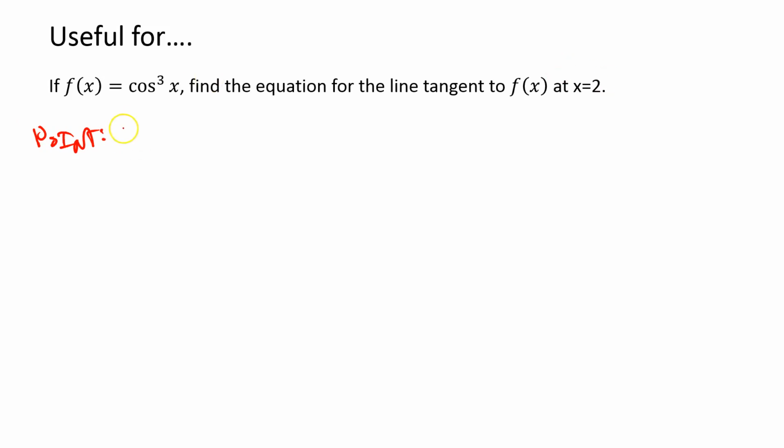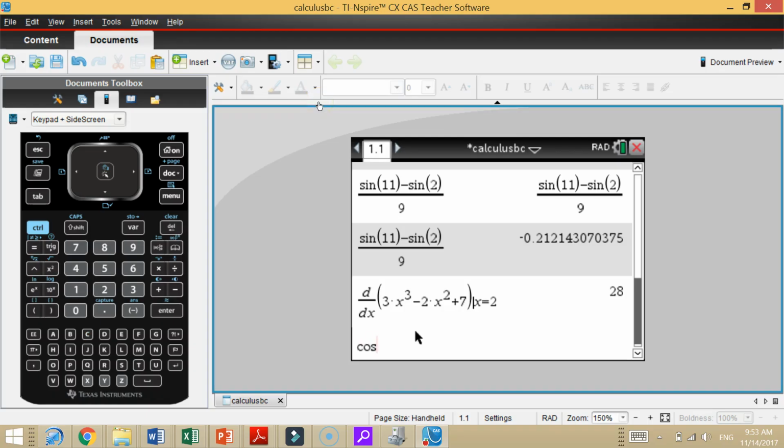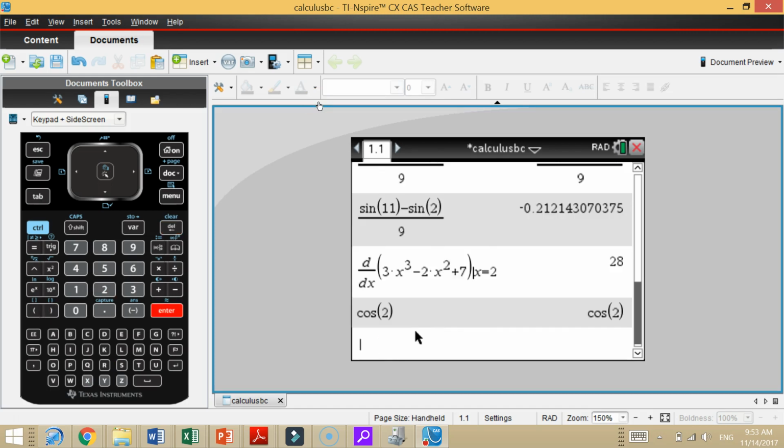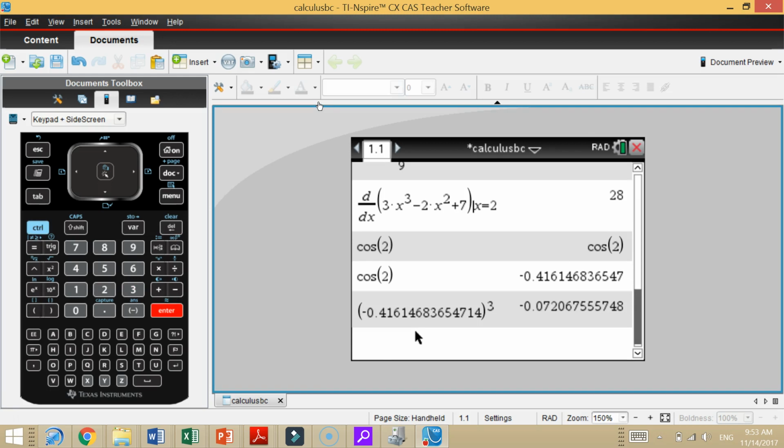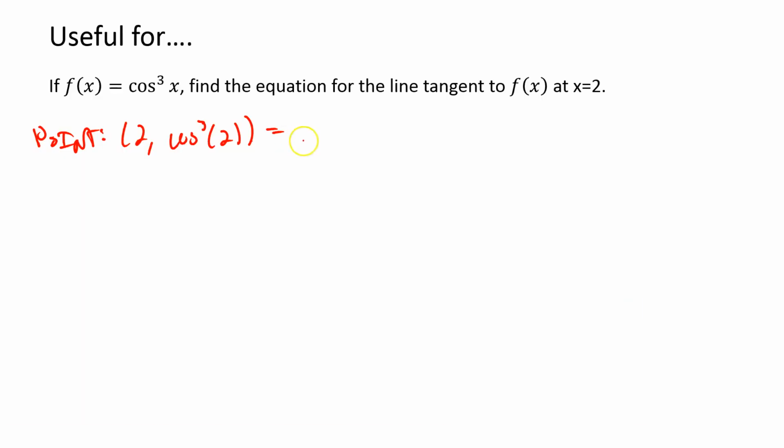So the point, x is 2, and then cosine cubed of 2. Let's find out what that is. So our calculator window, cosine, I think I have to do cosine of 2, and then we'll cube it. So I'll find out what that is, and we'll cube it. Gives me negative 0.07206. Let's write that much. Negative 0.07206. Remember, we need 3 decimal places. So 0.072 would be enough to stop. I like to go a little further.